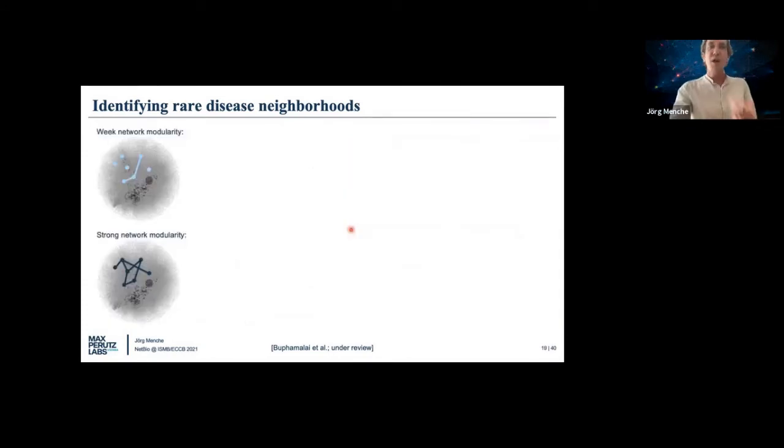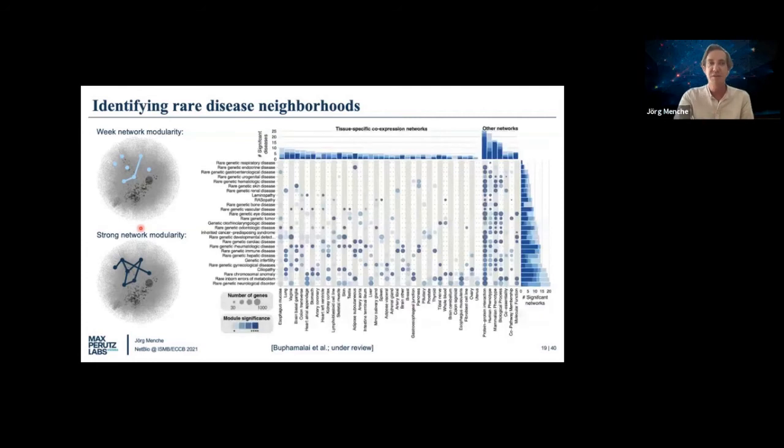Okay, so now we're finally in the position where we have collected the networks and we have collected the disease genes to quantify to which extent these individual groups would aggregate on a particular network layer, that is, to quantify how strong their network modularity is. And the results are summarized on this heat map, where dark blue dots would indicate that a particular rare disease or rare disease group is strongly localized on a particular network layer.